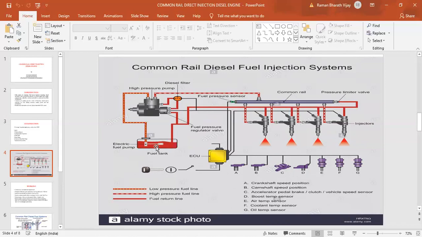Fuel tank, here the fuel is diesel. So you will have the line from the fuel tank going to one corner of the high pressure pump. Here this high pressure pump is a gear pump. So fuel is transmitted from one corner of the fuel tank to the gear pump.